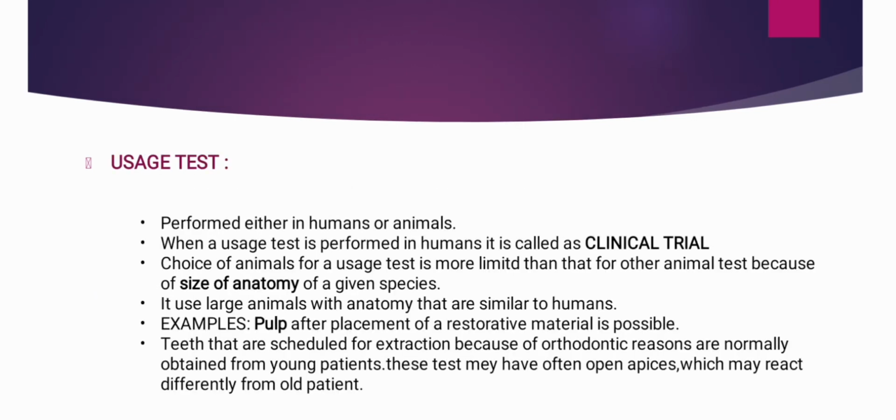Next is usage test. Here, it is performed either in humans or animals. When a usage test is performed in humans, it is called a clinical trial. Choice of animals for a usage test is more limited than for other animal tests because of the size and anatomy of a given species. It uses larger animals with anatomy similar to humans. Example: pulp, after placement of a restorative material, is possible.